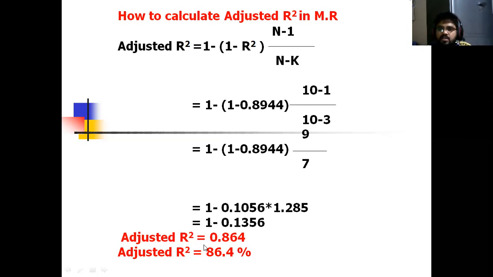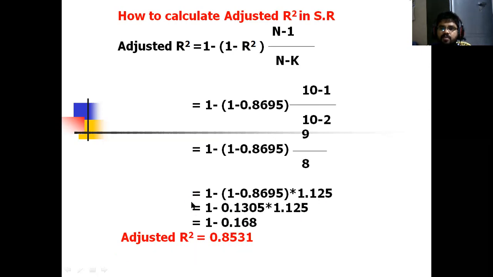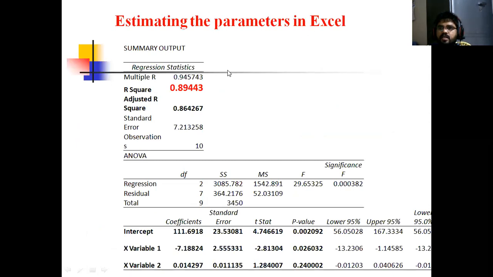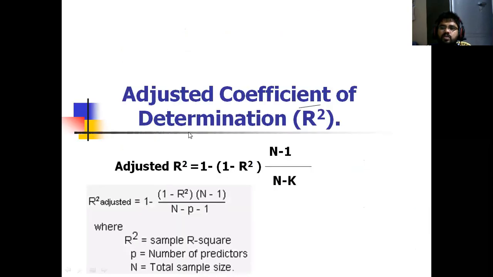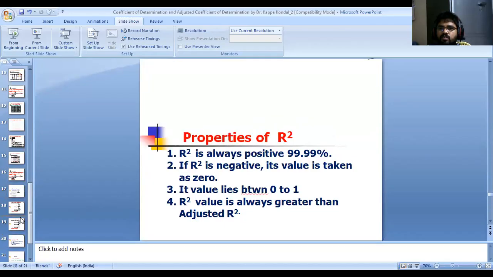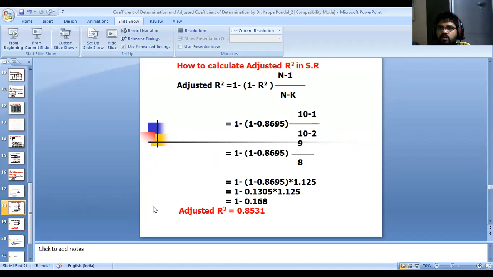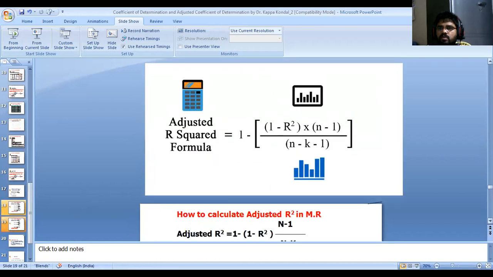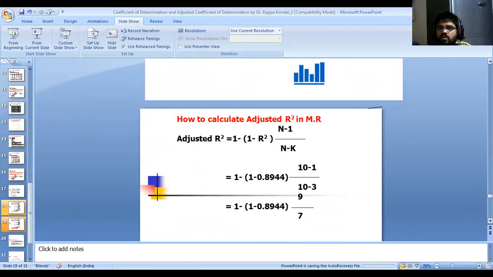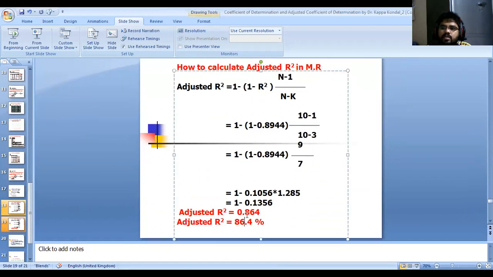Which is 86.4%. Then we need to check whether our answer is right or wrong in the Excel sheet. Excel results, 86.4. This is a multiple regression because we have taken two variables, variable one and variable two, as independent variables, with one dependent variable. Adjusted R square is how much? 0.8642. So if you consider the decimal also, it is 0.864, no problem.